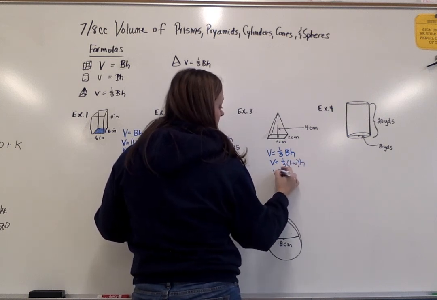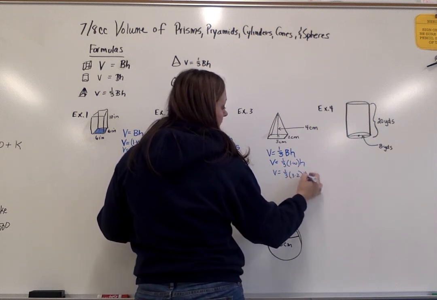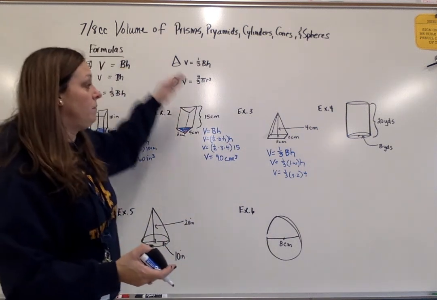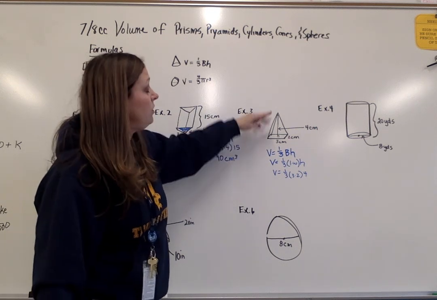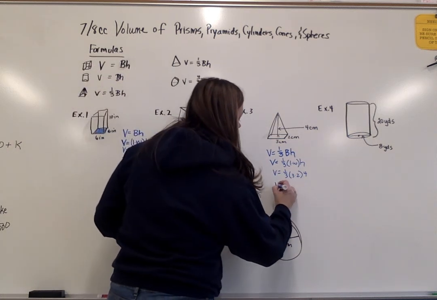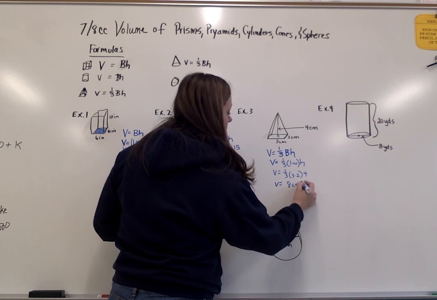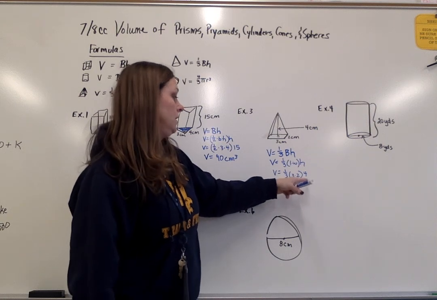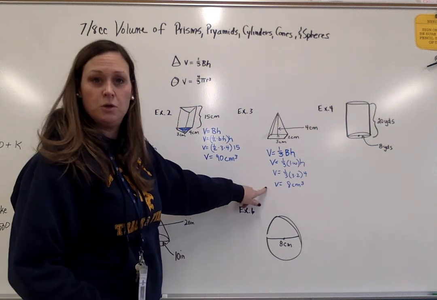times height, and then I know that length is 3, width is 2, or vice versa, and a height is 4. Now, as you indicated height on examples 1 and 2, it's straight up and down. You're not using the slant height for number 3, you're using the actual height from the base to the tip of the pyramid. So I have 8 centimeters cubed, and I did that 6 times 4 is 24, 1/3 of 24 is 8 centimeters cubed.